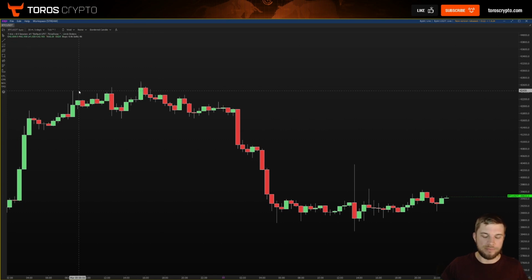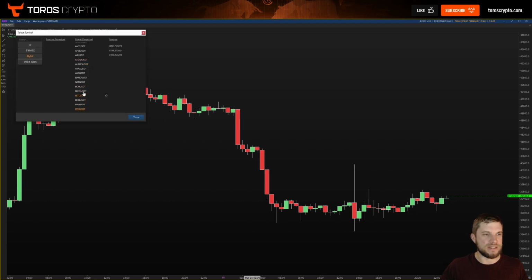Exactly the same view, so this doesn't change any of the views that you've got. Whatever view you've currently got it on, it simply changes the instrument and gives you that same kind of layout that you are looking at on your charts. So that is of course BTC USDT.